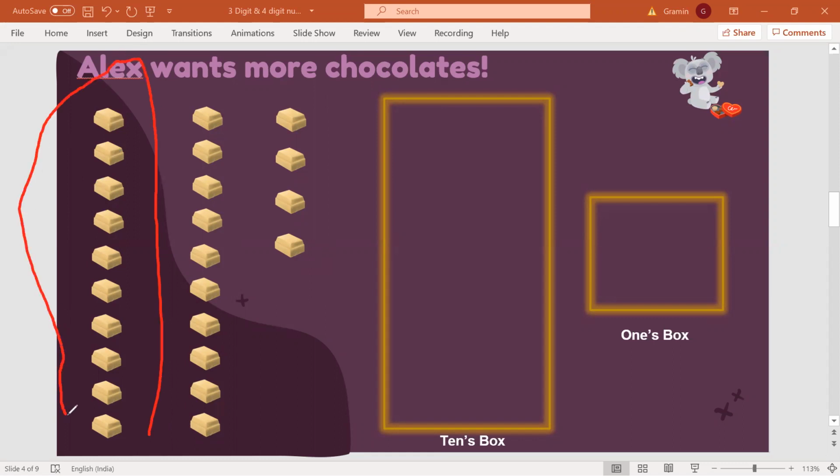So if I encircle this part and count the number of chocolates over here, there are 1, 2, 3, 4, 5, 6, 7, 8, 9, 10. So he made one group of 10 chocolates. Now how many chocolates are left? There are total 14 chocolates left. So he made one more group of 10 chocolates.